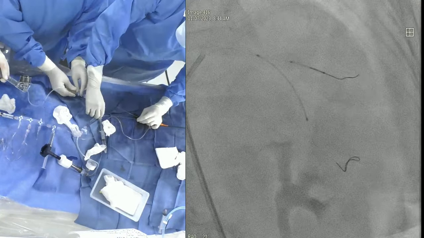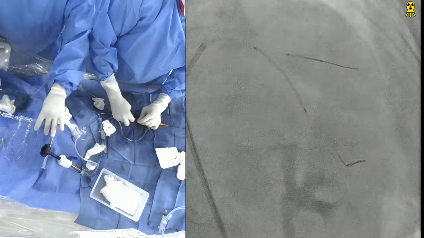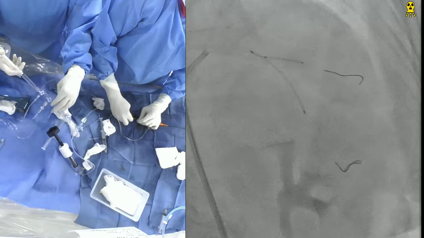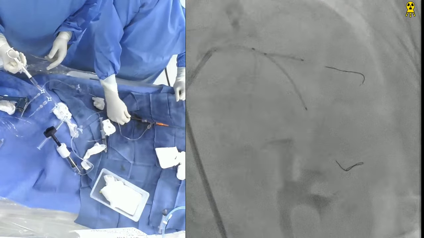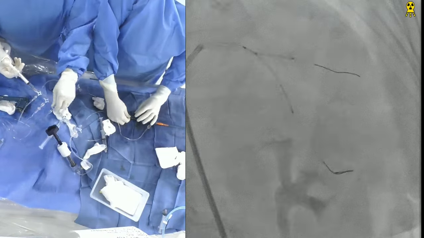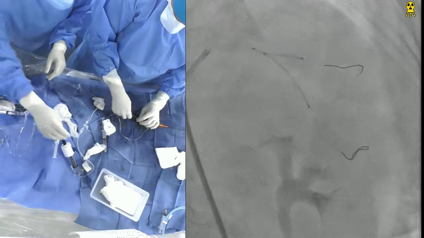But it is exactly for this maneuver that you needed a long sheath and the guiding catheter optimized. Sometimes. Good, no? Good. Okay. Yeah. Okay. So, same. Yeah.